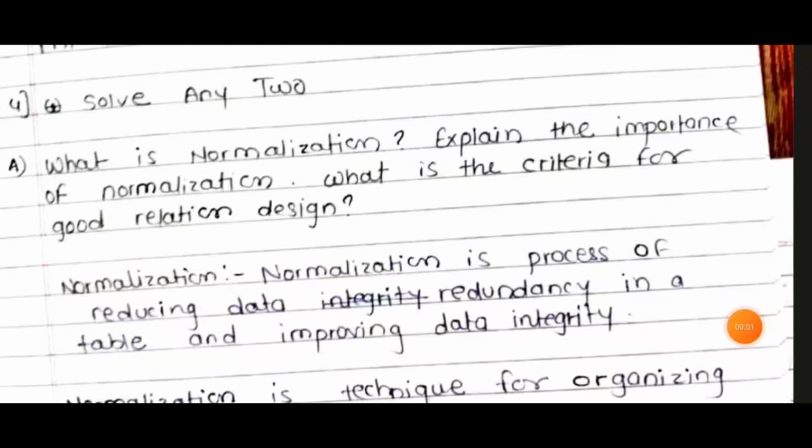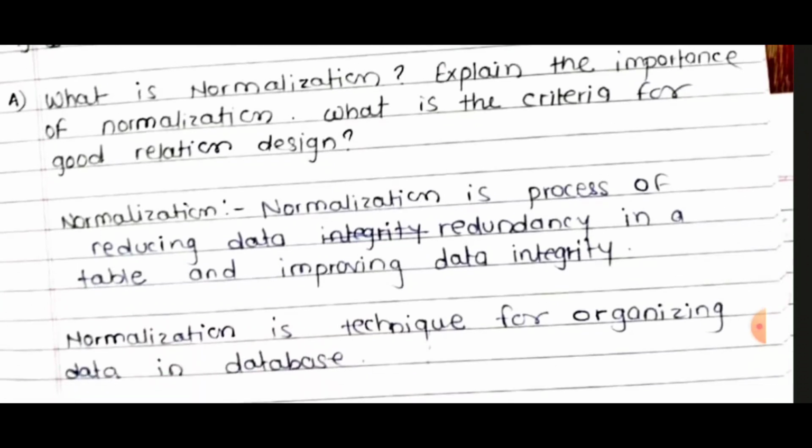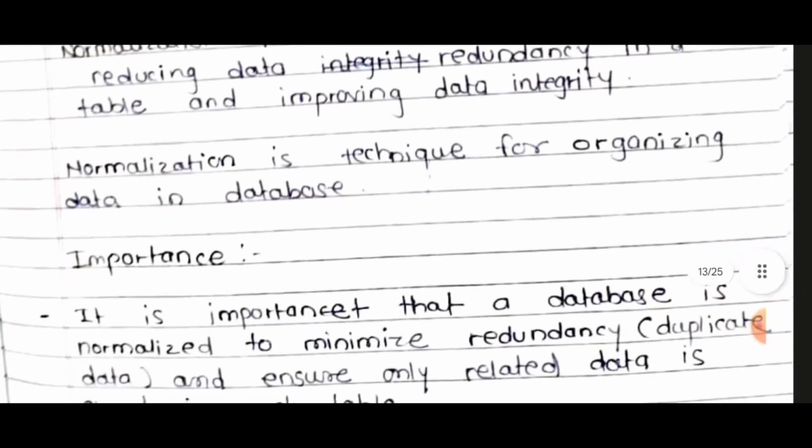What is normalization? Explain the importance of normalization. What is the criteria for good relational design? Normalization is a process of reducing the data redundancy in a table and improving data integrity. Normalization is a technique for organizing data in a database.